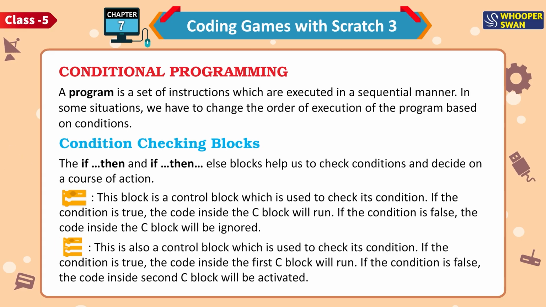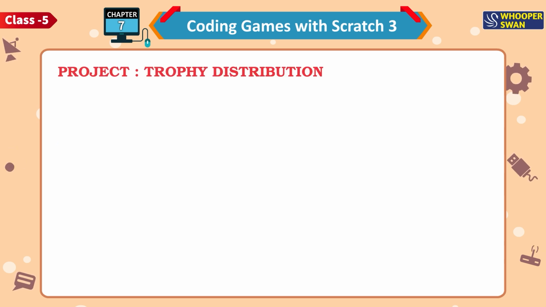If-then-else. This is also a control block which is used to check its condition. If the condition is true, the code inside the first C block will run. If the condition is false, the code inside the second C block will be activated.